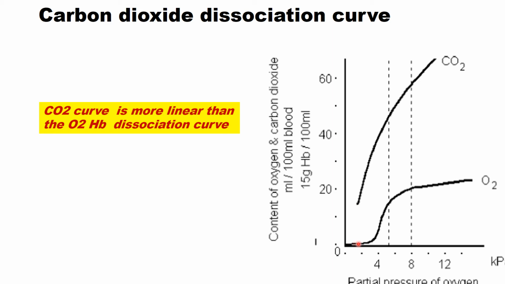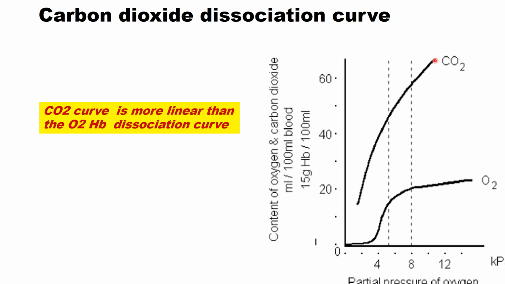First is the shape of the graph. You can see the oxygen hemoglobin dissociation curve is a sigmoid shaped curve, meaning that it has a steep portion and a flat portion. And the carbon dioxide dissociation curve, here you can see, is more of a linear graph that represents an increase in carbon dioxide content with an increase in partial pressure.